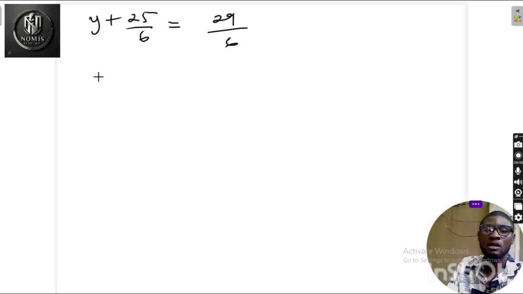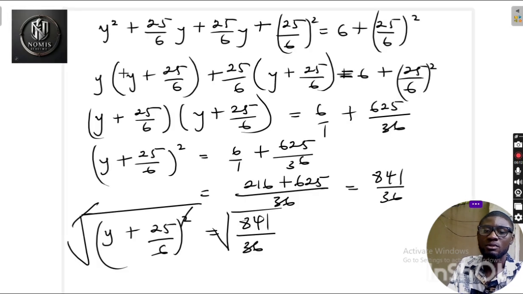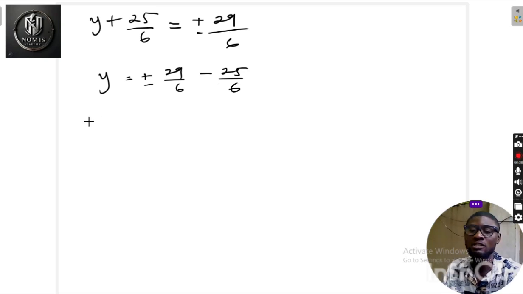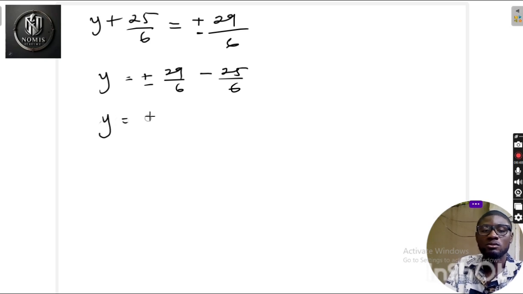So we have this. Now y is equal to, something is missing, right? When we find the square root, this must be plus or minus. Do not forget, plus or minus. So this is y equal to plus or minus 29 over 6 minus 25 over 6. So we're going to separate this. Remember that whenever we solve quadratic equation, we must have two answers, that is two roots of the quadratic equation. So when we separate it, we have y equal to 29 over 6, taking the positive part, minus 25 over 6, or minus 29 over 6 minus 25 over 6.